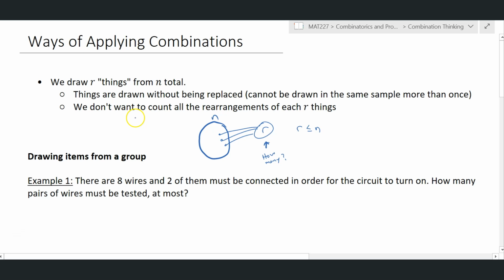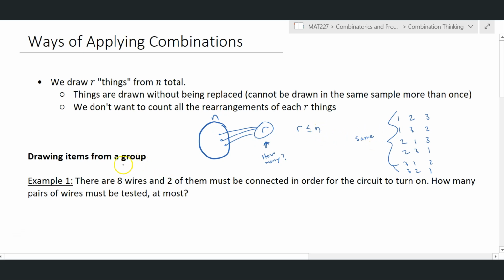And also, we don't want to count all the rearrangements of each of those r things. So if we were drawing digits and you drew 1, 2, 3, you would not want to count that as different from 1, 3, 2, or for that matter 2, 1, 3, 2, 3, 1, 3, 1, 2, or 3, 2, 1. You would want to count all these as the same. At least that's the context here. It's not always true, right? Maybe the sequences do indicate different things, but if these are 3 people being selected to, let's say, hand out papers in a classroom, well, then it doesn't matter what order you draw those same 3 people in. That counts as one group.